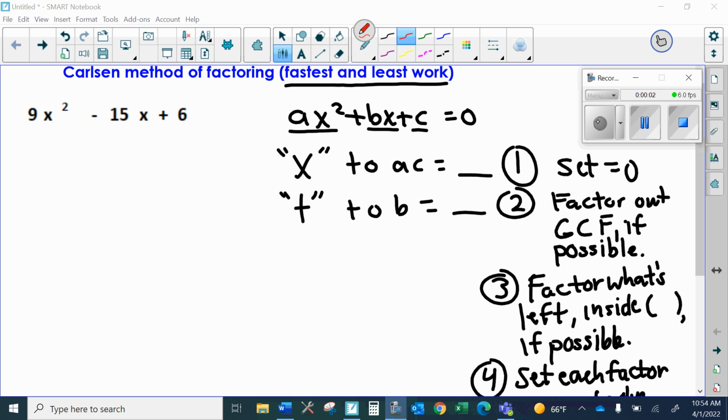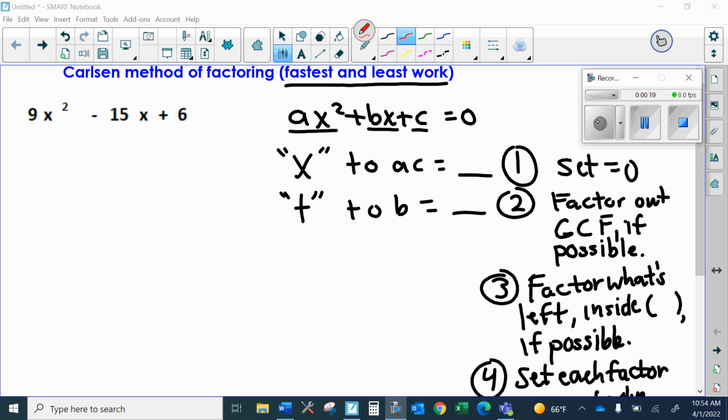Okay, students, we're going to learn the Carlsen method of factoring, which is the fastest and the least amount of work compared to the AC method and box method, and should be the least chance for error as well, and for you to truly understand and be able to quickly check your answer as well.